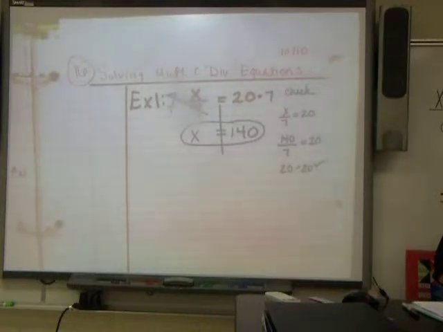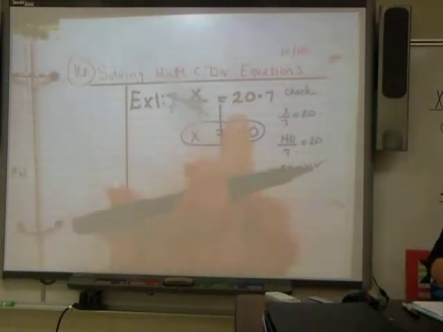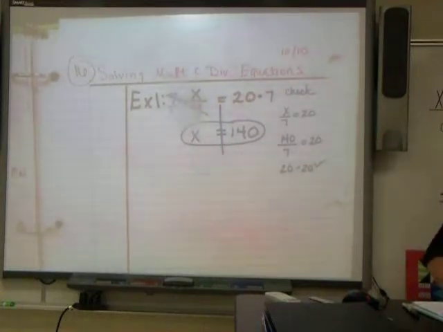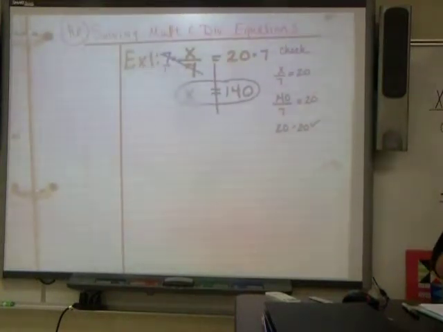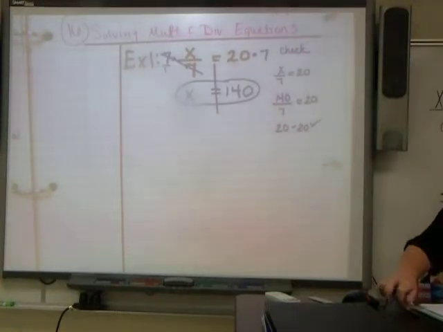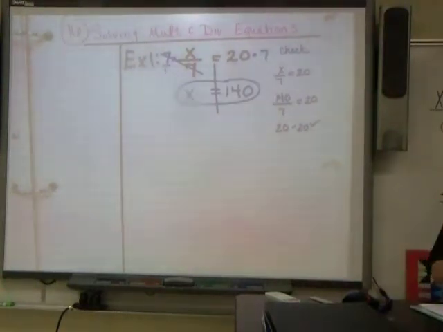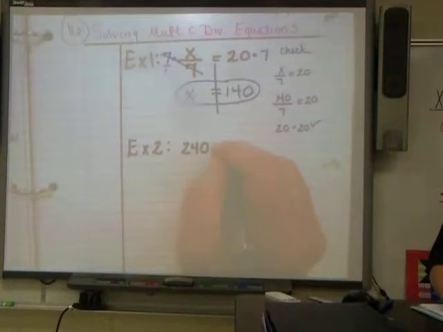That was a division problem with equations. We were undoing it with multiplication. This one is a multiplication problem. Example 2. If I had 240 and that was equal to 4z.